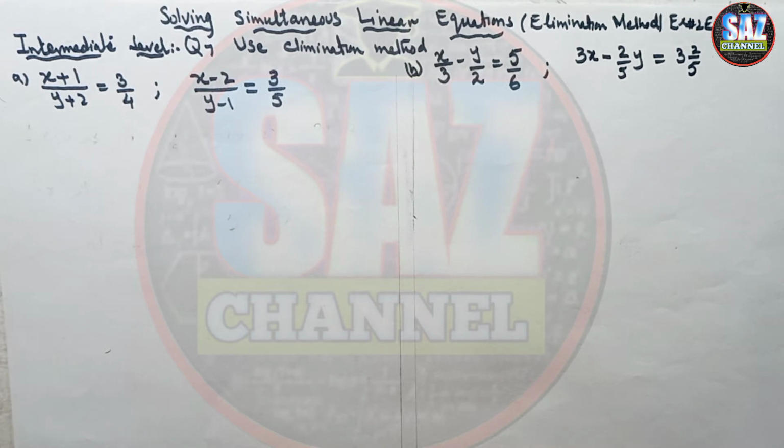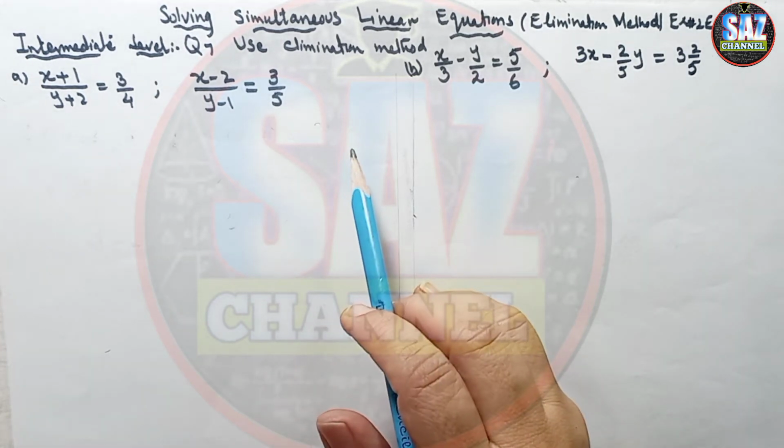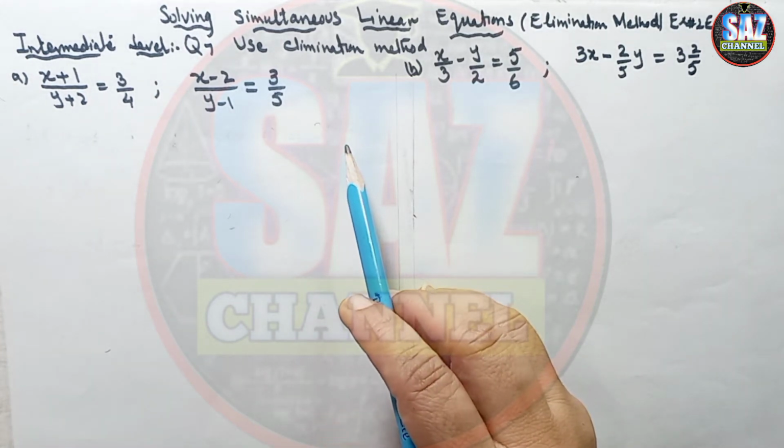This is my 11th lesson of D2, chapter number 2, exercise 2E, that is about solving simultaneous linear equations, elimination method. In this lesson, I will solve intermediate level question number 7. Let's read the question from the book. Question says that using the elimination method, solve each of the following pairs of simultaneous equations.